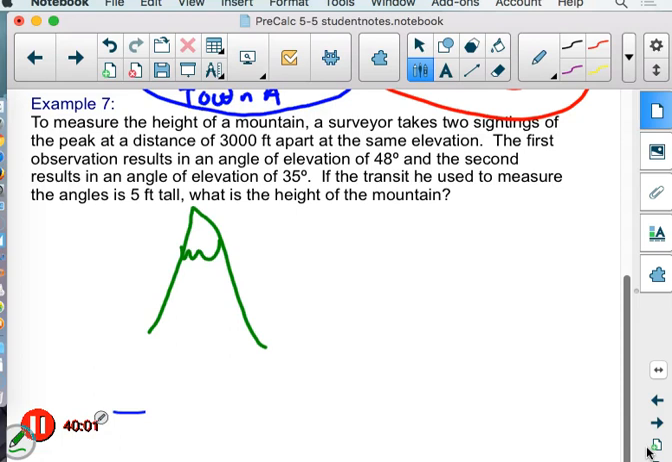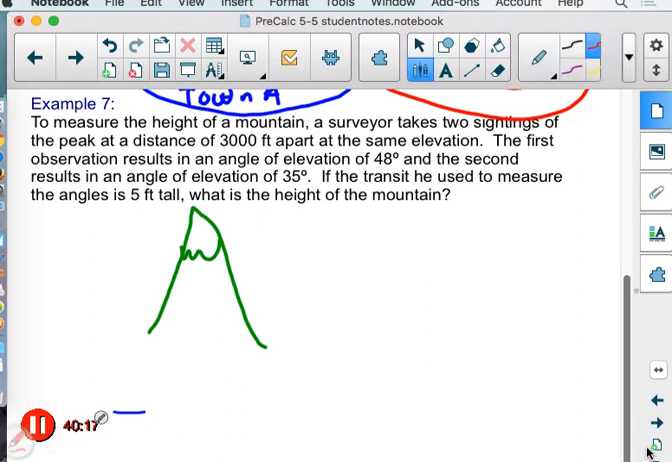Measure the height of a mountain. A surveyor takes two sightings of the peak at a distance 3,000 feet apart at the same elevation. Okay, so that means they're at the same height, but they're 3,000 feet apart.